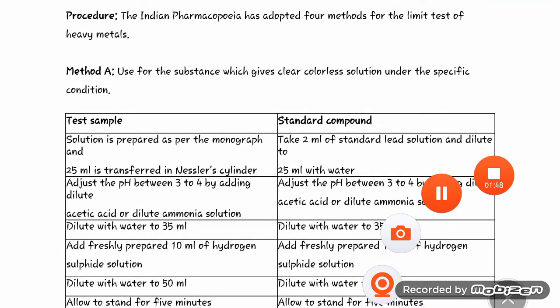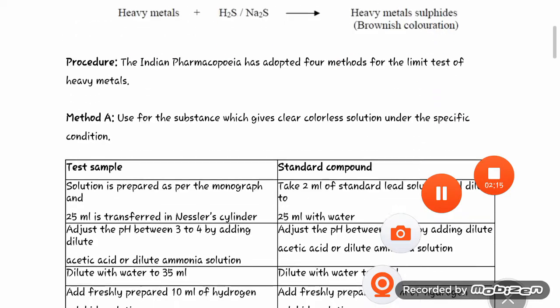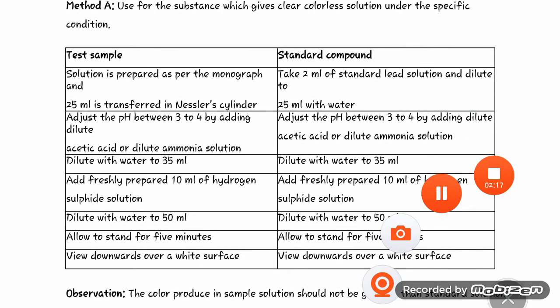First is method A, used for the substance which gives clear colorless solution under the specific condition. So, test sample and standard compound. As I told you, in the limit test we have to perform two tests or two experiments, one for testing the test sample and one for testing the standard compound. The solution is prepared as per the monograph and 25 ml is transferred to the cylinder. Next, adjust the pH between 3 to 4 by adding dilute acetic acid or dilute ammonia solution.